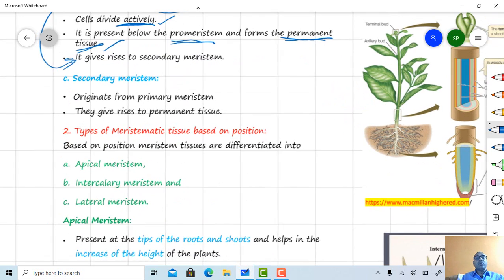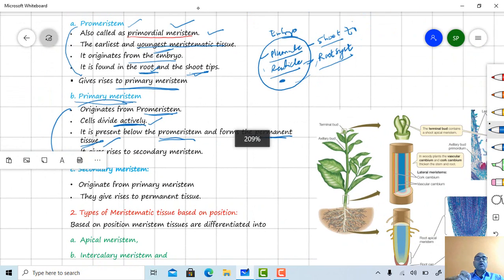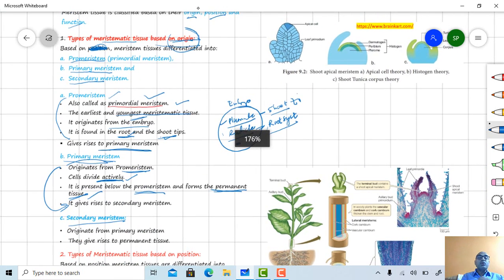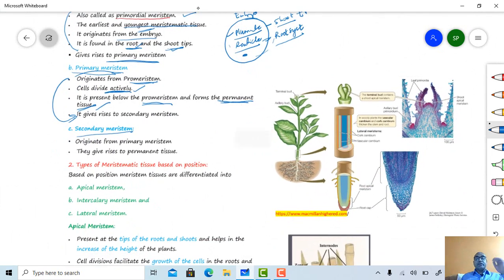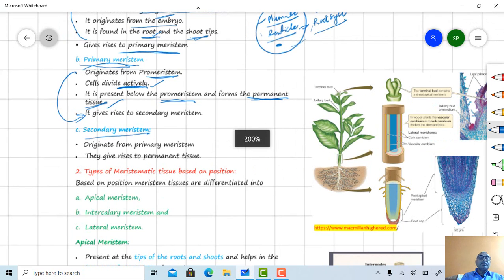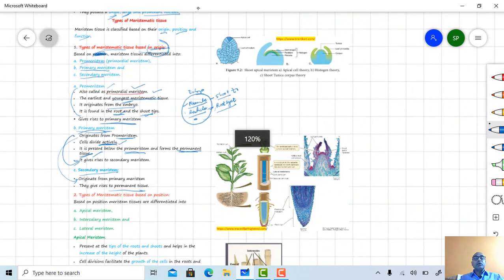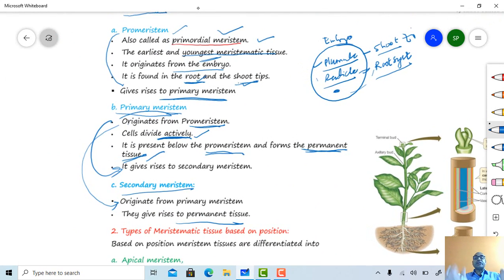Then what is secondary meristem, the third type of meristem based on origin? Secondary meristem originates from the primary meristem. So primary meristem gives rise to the secondary meristem, and it gives rise to the permanent tissue. So based on the origin, there are three types of meristem. First one is the promeristem, second one is the primary meristem, and third one is the secondary meristem.